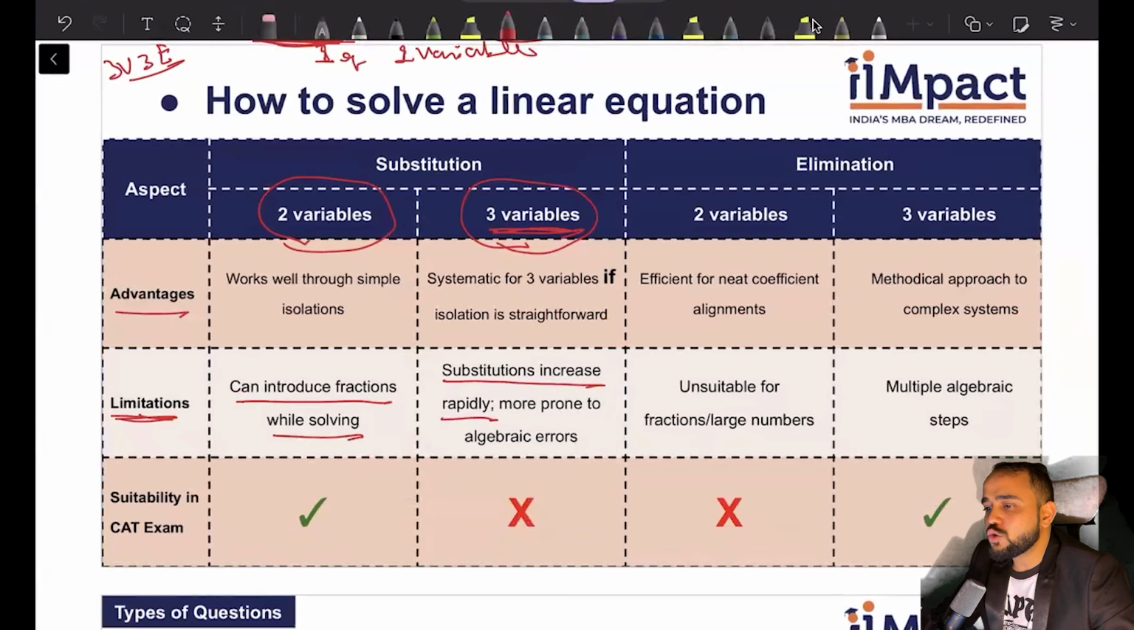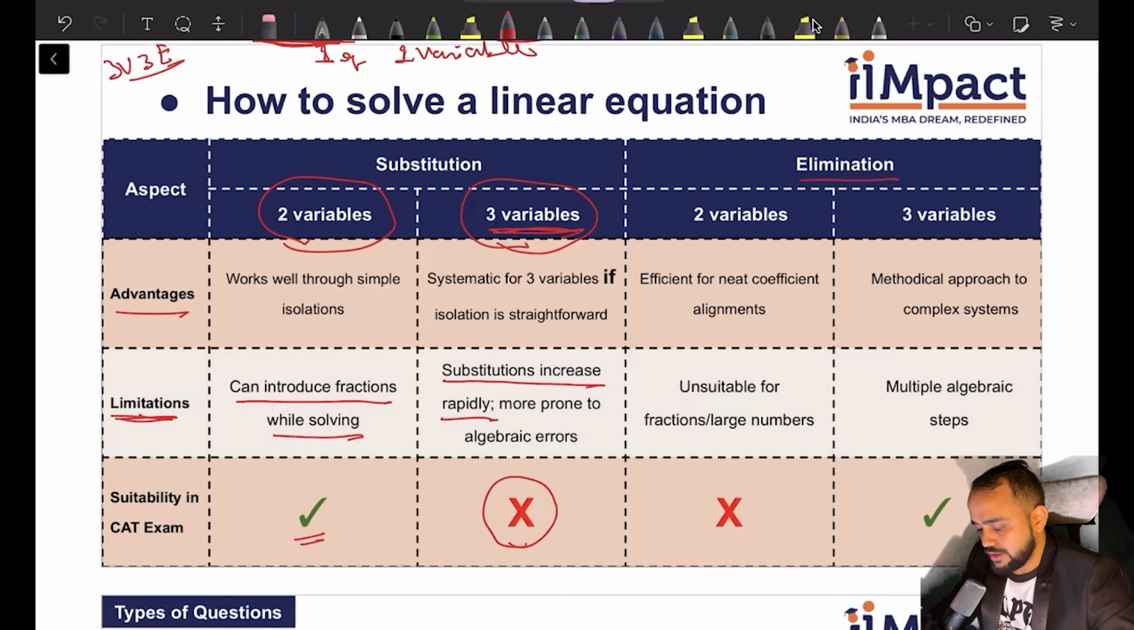So if we were to pass a judgment for substitution for CAT, we would say it is okay to apply in a two variable situation, because again you only have two variables, two equations. Might as well not spend too much time being creative and just do it. Don't put too much effort into being creative. In a three variable situation, it's going to get ugly.